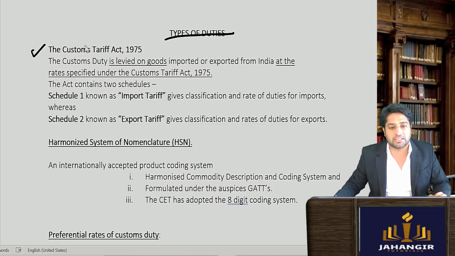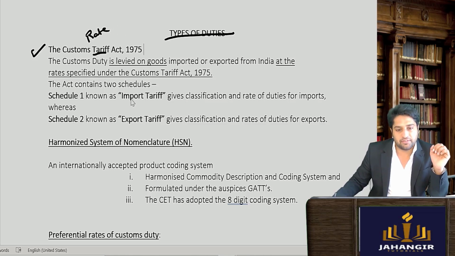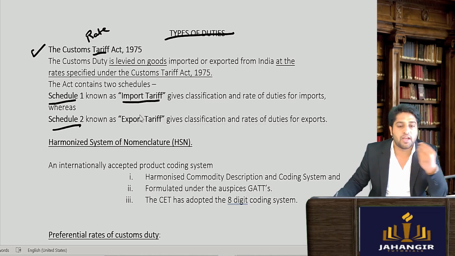primarily given in your Customs Tariff Act. Customs Tariff Act is an act which provides you the tariff. Tariff simply means the rates or the amounts. Now we know that the Customs Tariff Act has two schedules, Schedule 1 and Schedule 2. When I'm importing the goods and I want to know what is the tariff on imported goods, then I have to go to the import tariff. If I'm exporting the goods and I want to know how much rate is applicable to the exports, I'll go into the export tariff.